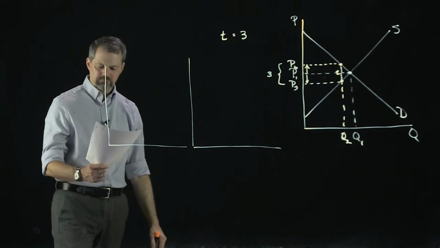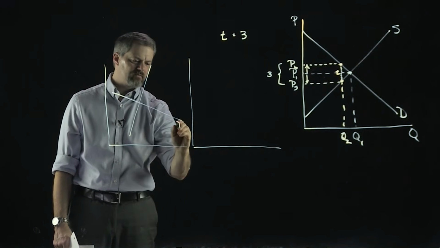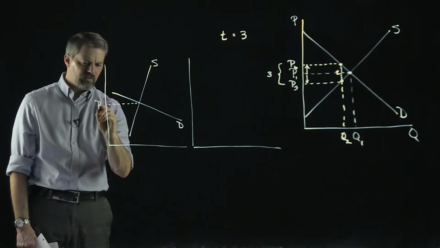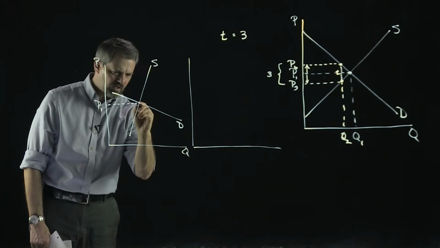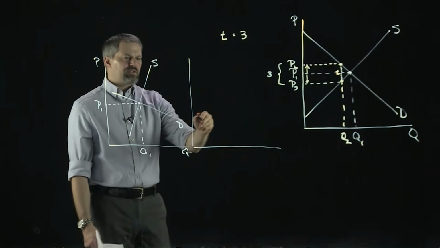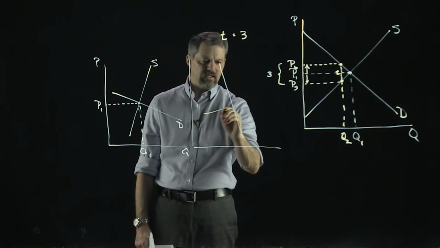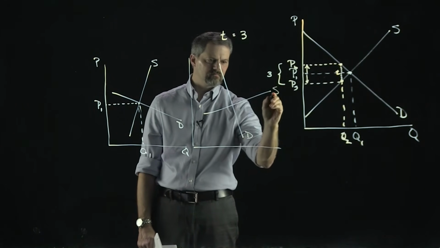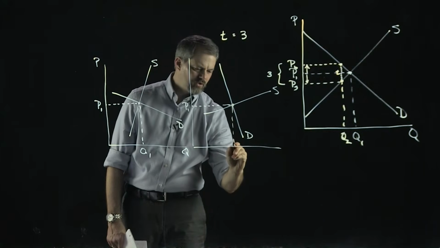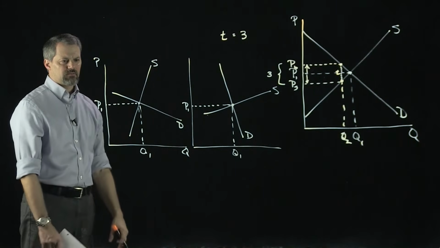In my left picture, I'm going to have a relatively elastic demand curve and a relatively inelastic supply curve. I'm going to identify my initial price of P1, here's P, here's Q, and my initial quantity of Q1. Now over in this picture I'm going to have a relatively inelastic demand curve and a relatively elastic supply curve. Here's my equilibrium, P1, Q1. So I've got two different demand-supply pictures.